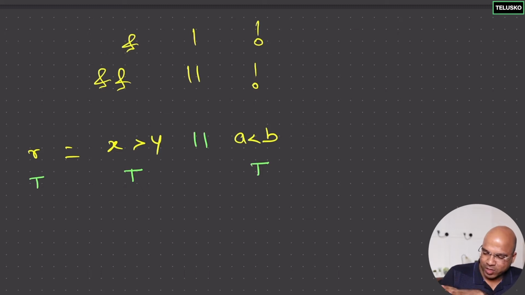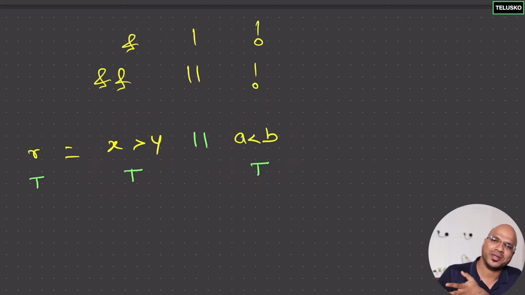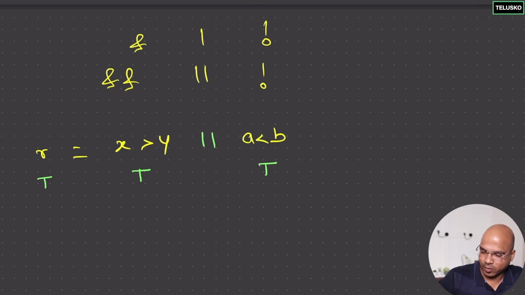Now, why do we call it a short circuit? The reason is, let's talk about OR. In OR, the point is, even if you have one true, the output would be true, right? So if the first condition itself is true, it will not even check for the second one. Beauty, right? You're saving your time. That's why it's called short circuit. You're taking a shortcut. And you will say, then what happens when you have AND here?